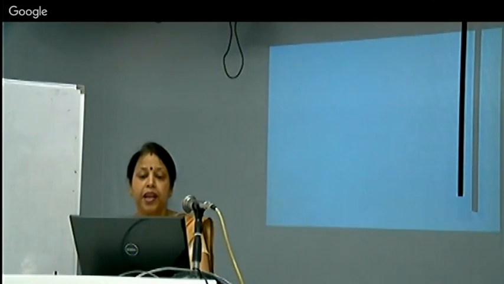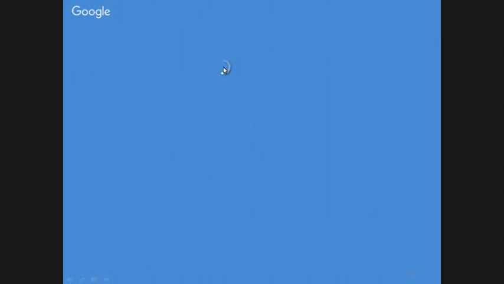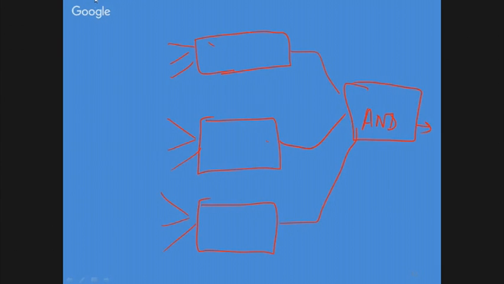Madeline network. What is the Madeline network? The Madeline network is basically a combination of Adaline networks. For example, these are the Adaline networks. What is inside is the same. And here various inputs are coming to the Adaline networks. Finally, for the output of each Adaline network, we do the AND operation, and finally we get the output. So this is known as your Madeline network.